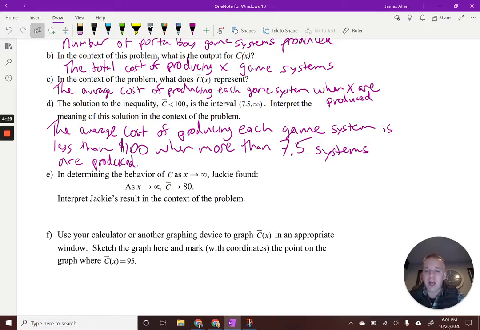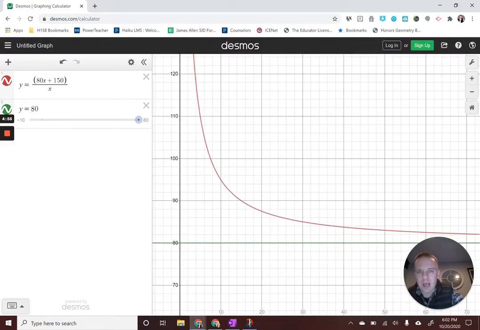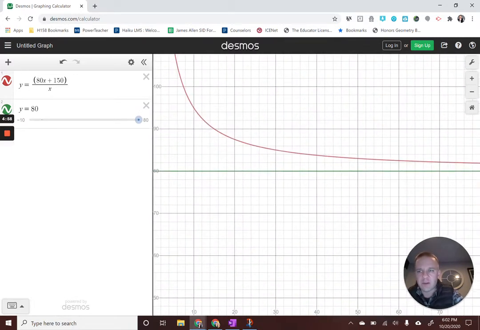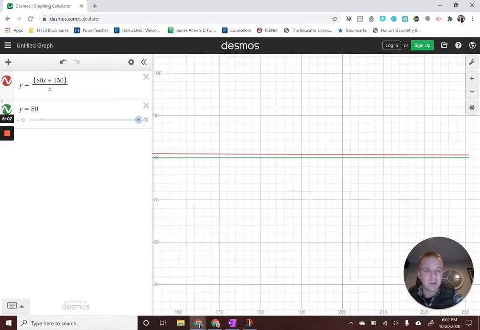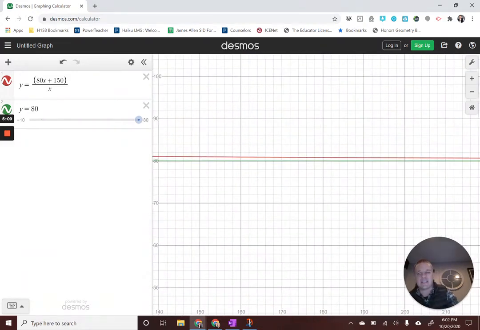In determining the behavior of C bar as x approaches infinity, Jackie found that as x approaches infinity, C bar approaches 80. Cool. Interpret Jackie's result in the context of the problem. So what does that mean exactly? As x goes to infinity, we're approaching 80. So if I bring Desmos back up, there we are. I've got my red C bar function, and then that green line is the 80 that was referenced there, right? It's approaching 80. Well, what is that exactly? We might remember that as a horizontal asymptote of this rational function. But what does that mean exactly?